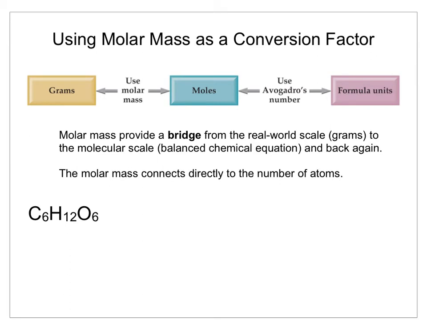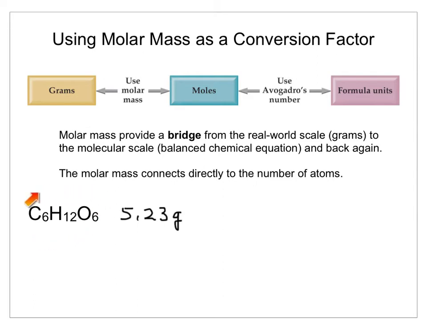Let's consider an example. Suppose we have a sample of 5.23 grams of glucose, C6H12O6. How many moles of glucose do we have? How many molecules of glucose do we have? How many oxygen atoms do we have in this sample? We can use the formula, the molar mass, and Avogadro's number to calculate the answers to each of these questions.